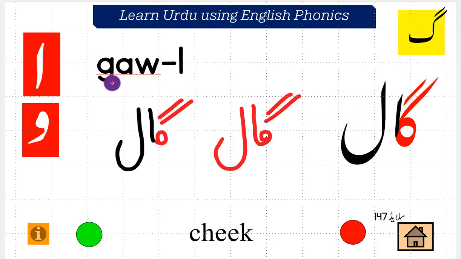So gal. Over here I have got the phonetic code. So by now you should be able to read the words with the help of the phonetic code. Gal, you know, in Urdu we say gal, and in English we say cheek. The cheek that is on your face, we say it gal in Urdu.